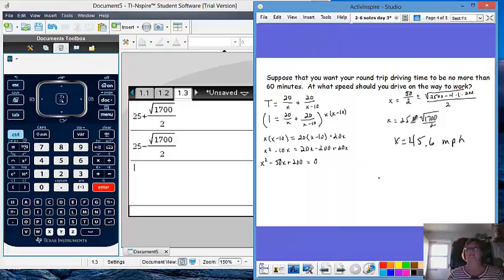If we want to get there in no more than an hour, then on our way to work, we need to travel at an average velocity of 45.6 miles per hour. Good problem. Good challenging problem, and good one to think about. We use that rational equation to answer a real problem.